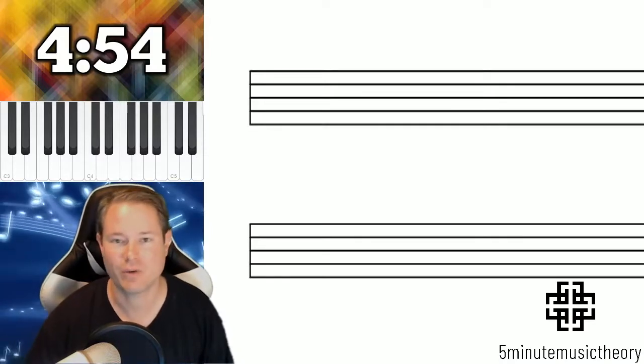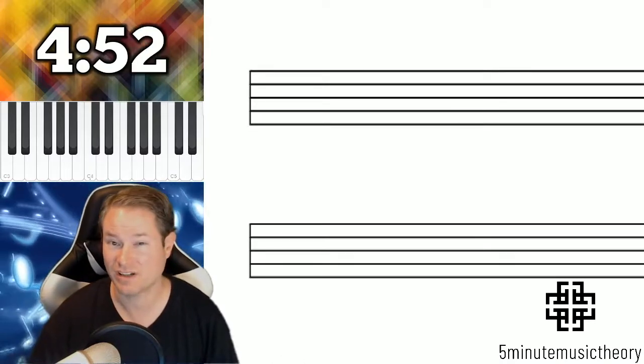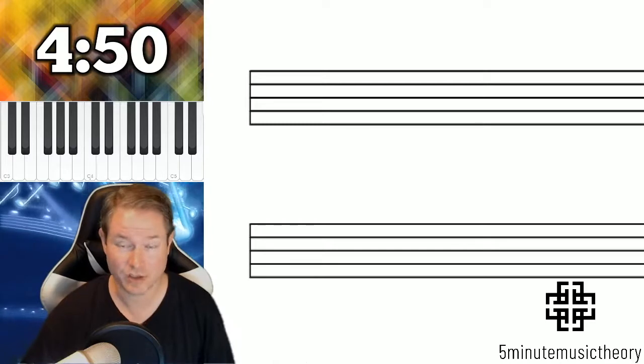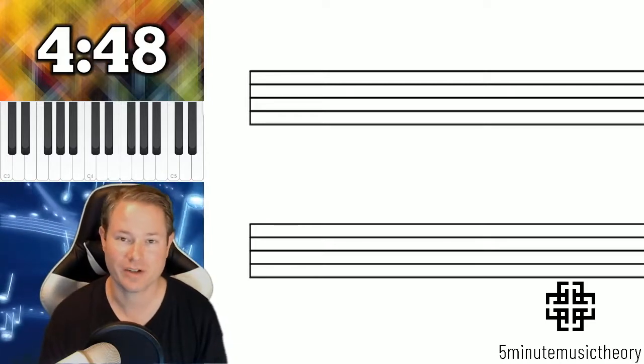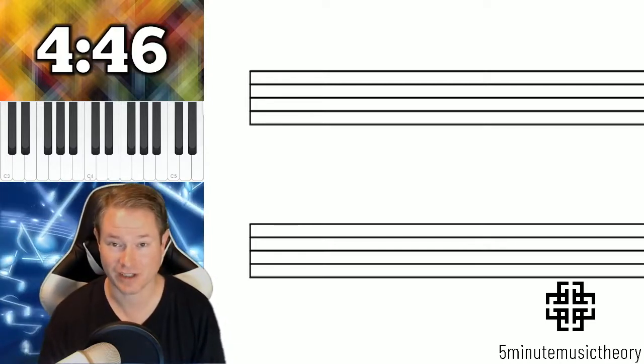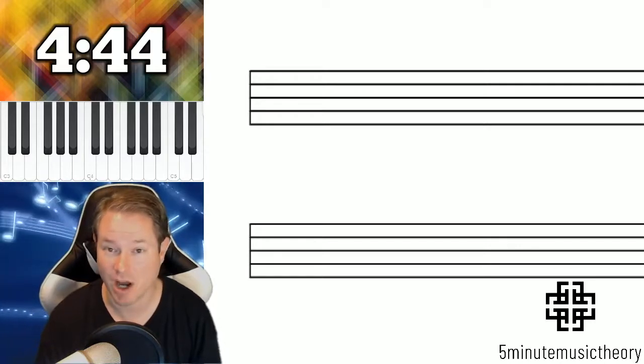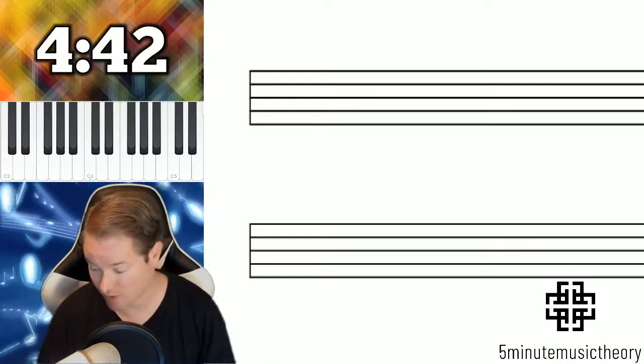Every function that we've talked about so far, we've only talked about its primary function, what it usually does. But most other chords can actually have a secondary function as well, or specifically the dominant ones can have secondary functions. Those are the most common.